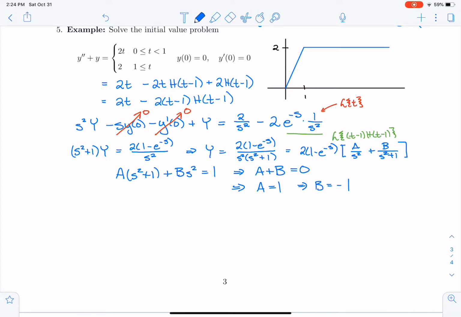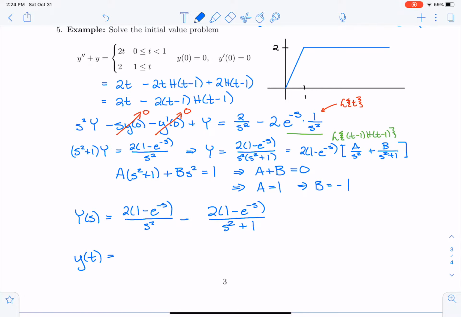So in this case, we can get that capital Y of s is going to equal 2 times 1 minus e to the minus s over s squared, minus 2 times 1 minus e to the minus s over s squared plus 1. So what is y of t?